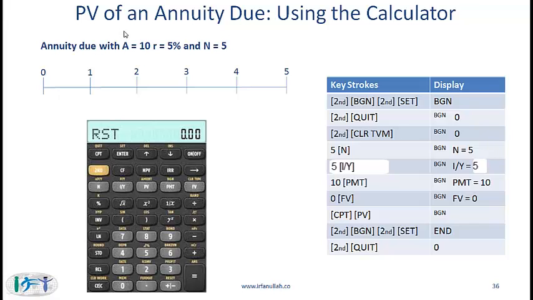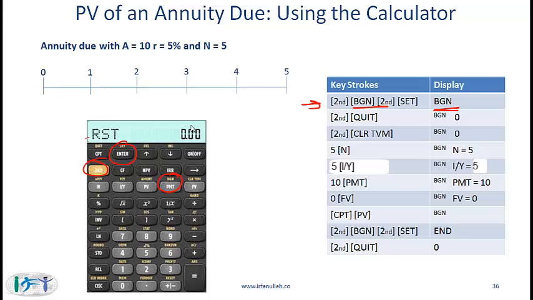Annuity due using the calculator. The point is that you first have to put the calculator into begin mode. The default for the calculator is that it is in end mode. In other words, when you simply plug in numbers, the calculator assumes that the cash flows are happening at the end of each period. When you press these buttons on the calculator, second begin, which is right here, and then second set, that puts the calculator into begin mode.